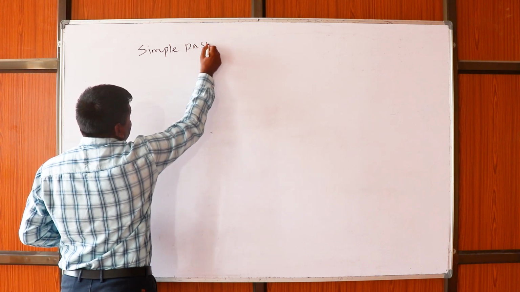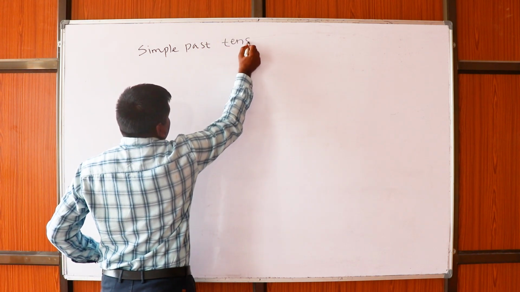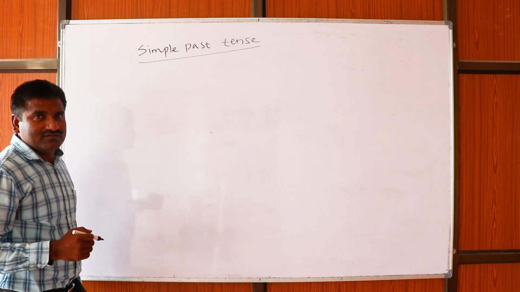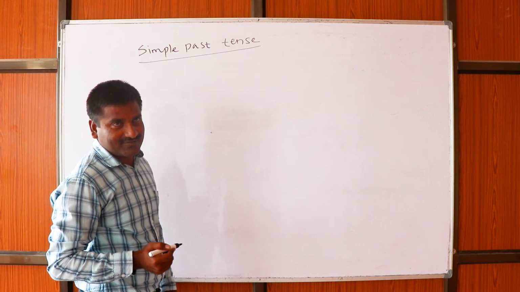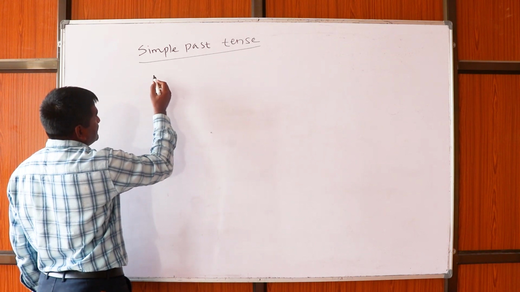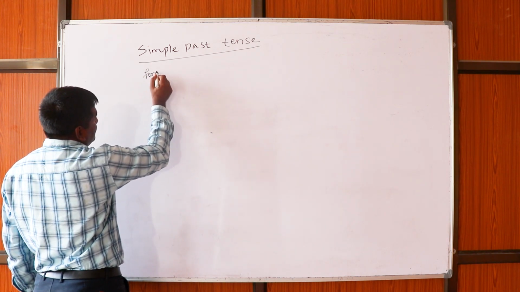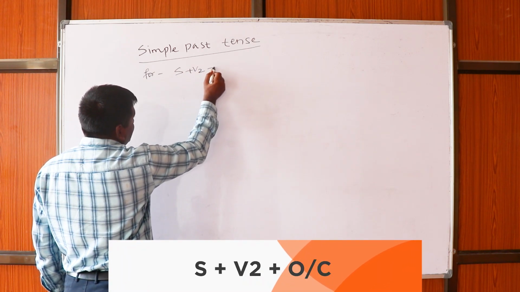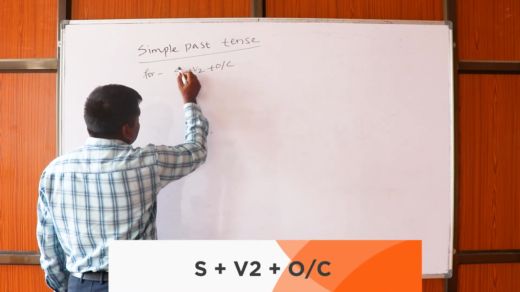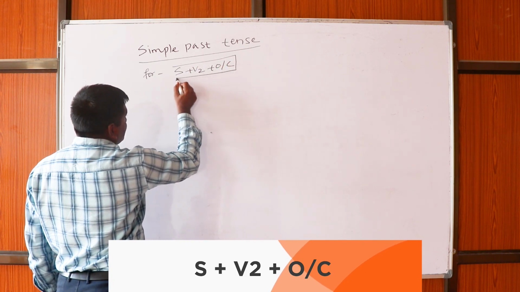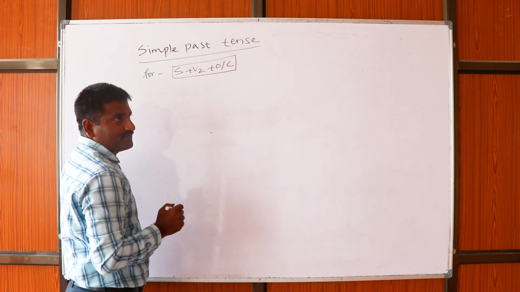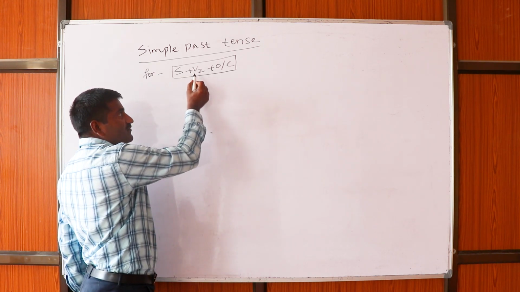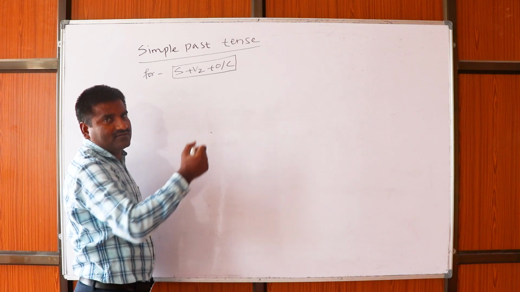Simple past tense. This is the tense which we want to study today. Right? So what is the structure of this tense? S plus V2 plus O oblique C, meaning object and complement. S means subject. Here you will find the second form of the verb, then object and then complement.